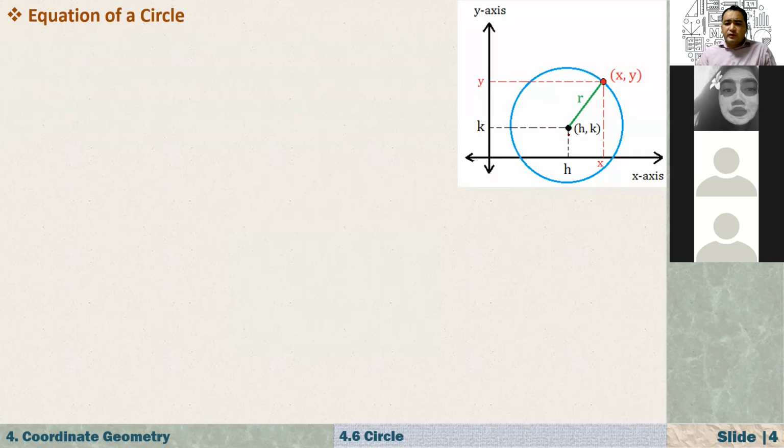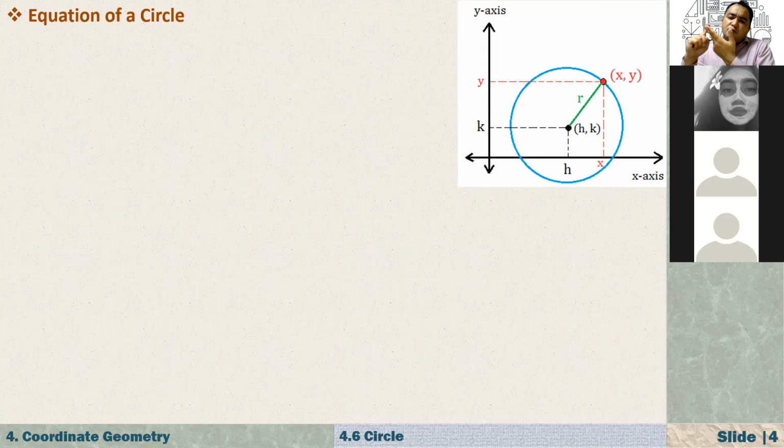Okay, to get this, I'm just going to use the definition of a circle and the distance formula. First, to write the equation of a circle, we need two pieces of information. Number one, we need to know its center. Where is the center of the circle? Now you want to draw a circle, but what is the radius of the circle?